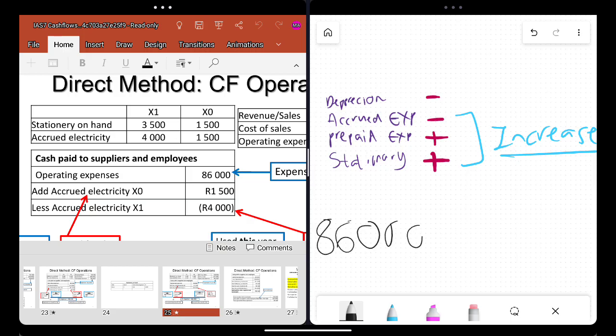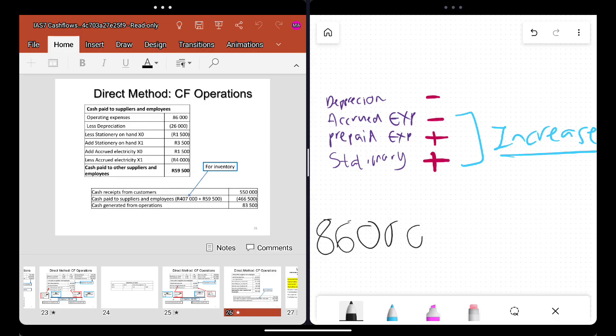Depreciation is very simple. In your income statement, or sometimes in the additional information, they'll say depreciation is 26,000. If they just tell you depreciation is 26,000, when you're working out your cash paid to employees, you just say minus, because I got minus over here, minus 26,000.